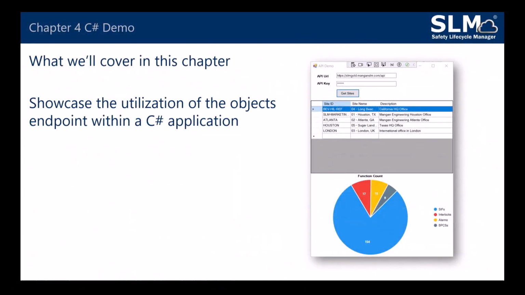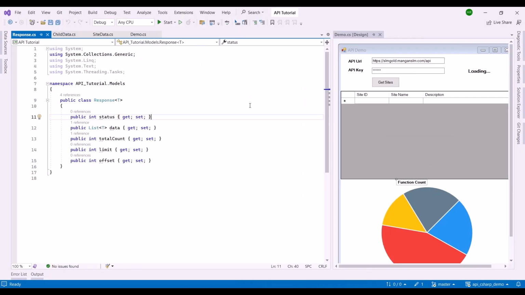In Chapter 4, we'll be showcasing the utilization of the object's endpoint within a C# application. The purpose of this demo is to showcase the utilization of a couple of endpoints within the C# application. To run the demo, we'll need to enter the API URL. In this scenario, we're using the SLM Gold API as well as the API key.